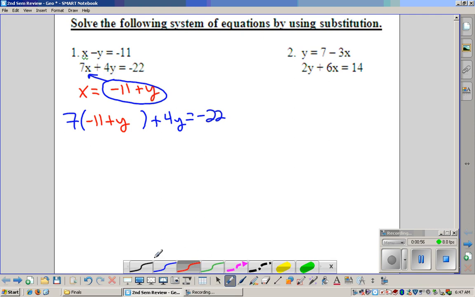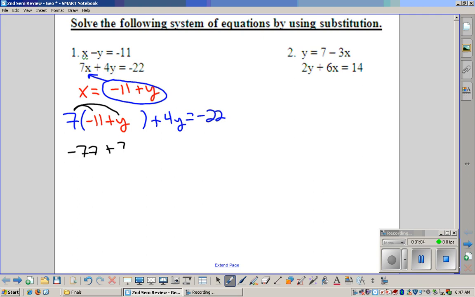Okay, now it's all just algebra. You're just going to basically distribute the 7 into the y. Okay, I'm just going to work quietly here for a second until I get an answer. Add 77 to both sides.